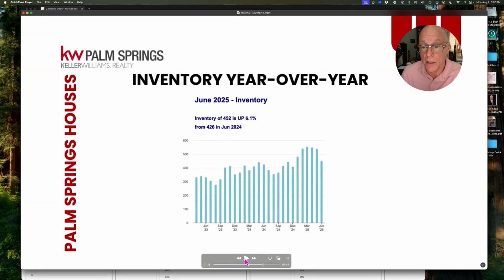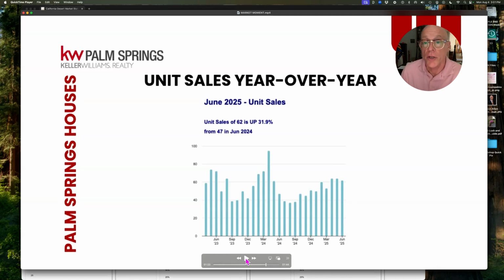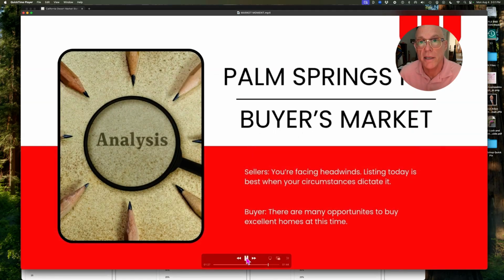Inventory year over year is up 6%, not dramatic for houses in my opinion. And unit sales year over year is actually up 31% from June of last year. So that's very good. Again, there are buyers in the marketplace. My analysis is that it is absolutely a buyer's market. Sellers, choose very wisely whether you're going on the market at this time.